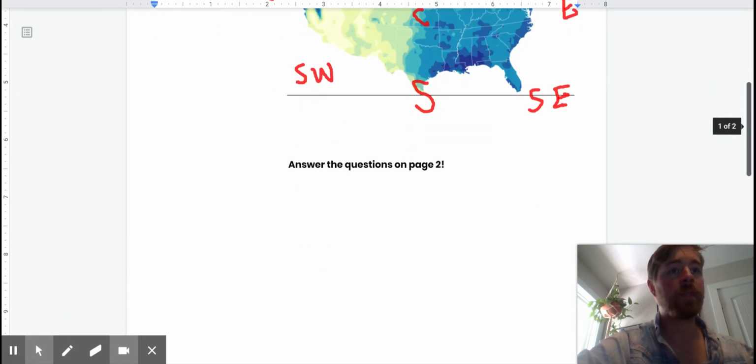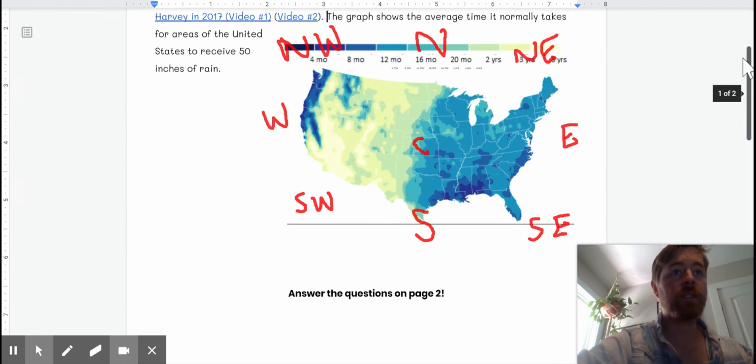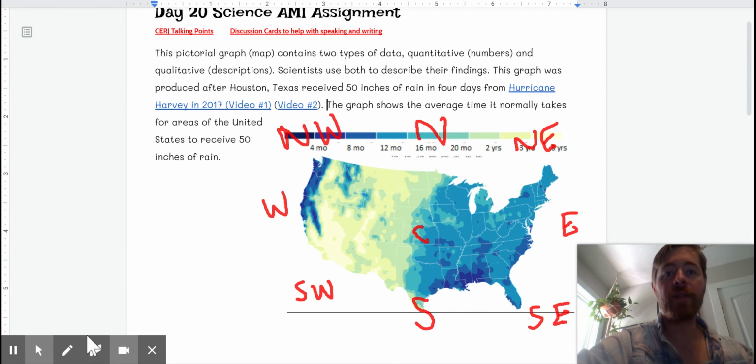So you may use that as how you describe which areas take the longest to receive that much rain. Okay. So then the sentence starter, the blank part of the United States takes the longest to receive 50 inches of rain. You don't have to use these sentence frames. They're just there to help you if you need them. Okay, question 2. Look at the graph legend. Are the time intervals even? How does that affect how you read the graph? Okay, so by time intervals, do they increase or do they change by the same amount?